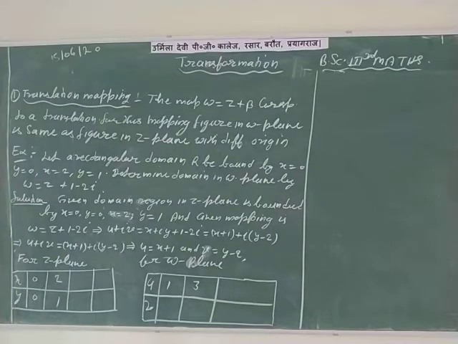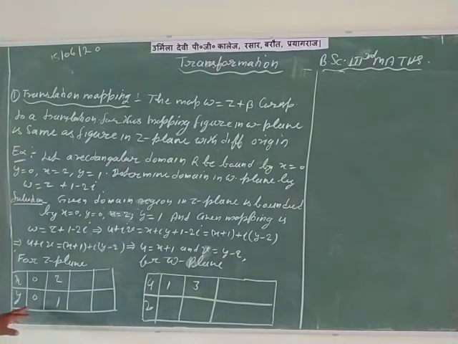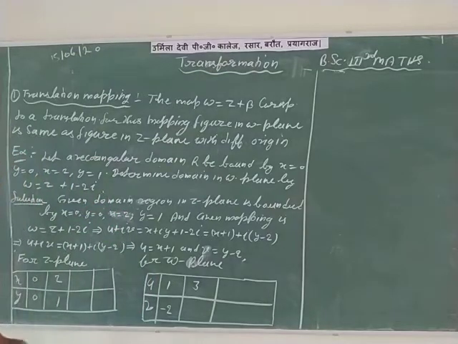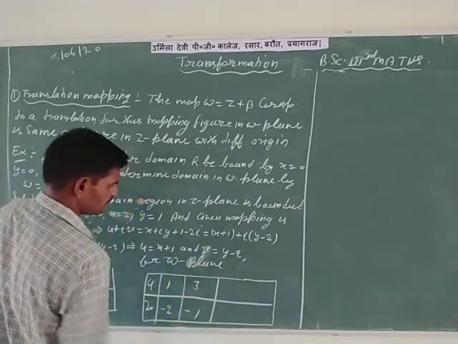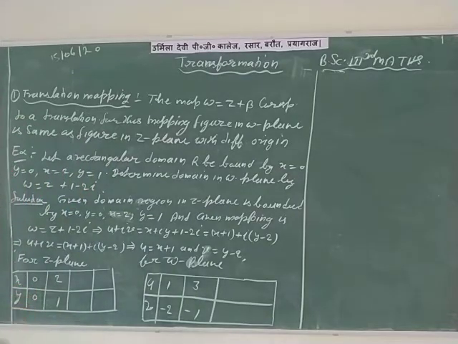And for small v, putting the value of y from this table, y is equal to 0, so v is equal to minus 2, and y is equal to 1, so v is equal to 1 minus 2, which is minus 1. So the 2 points on the Z plane and the 2 points on the W plane are clear. First draw the domain region in the W plane.